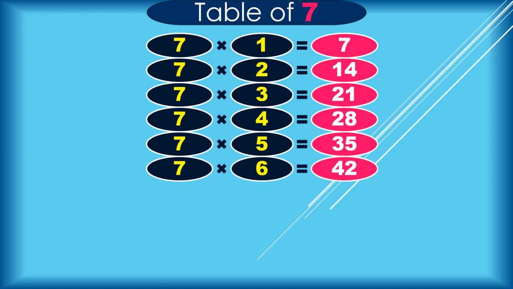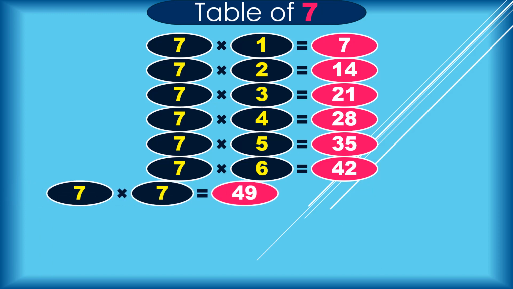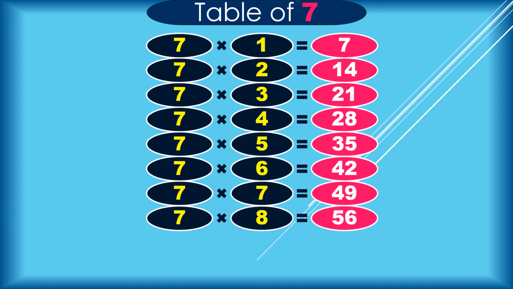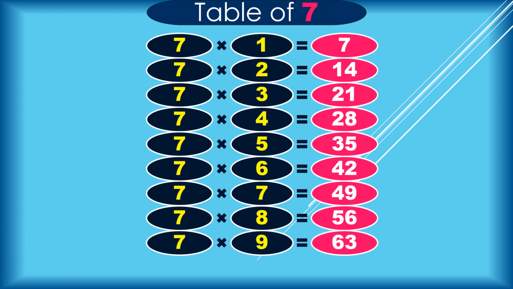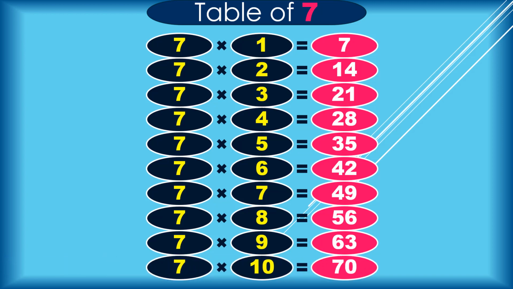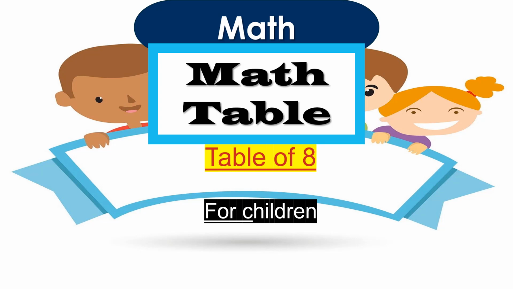7 sixes are 42. 7 sevens are 49. 7 eights are 56. 7 nines are 63. 7 tens are 70. Now we will learn the table of 8.